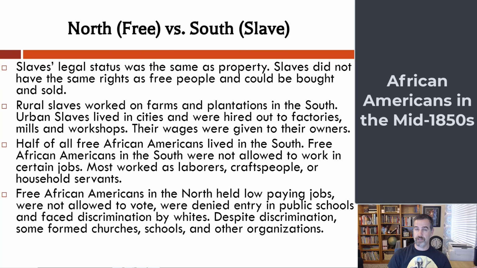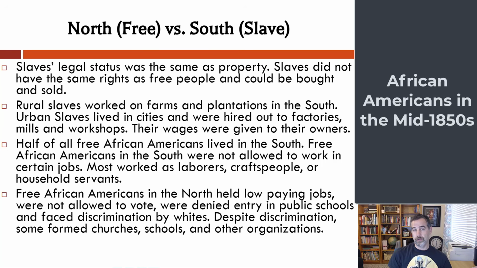In the northern states, African Americans are free, they are not slaves, while in the South, the vast majority of them are slaves. So let's look at the difference between them. A slave's legal status was the same as property, like owning cattle or animals. Slaves did not have the same rights as free people, and they could be bought and sold.